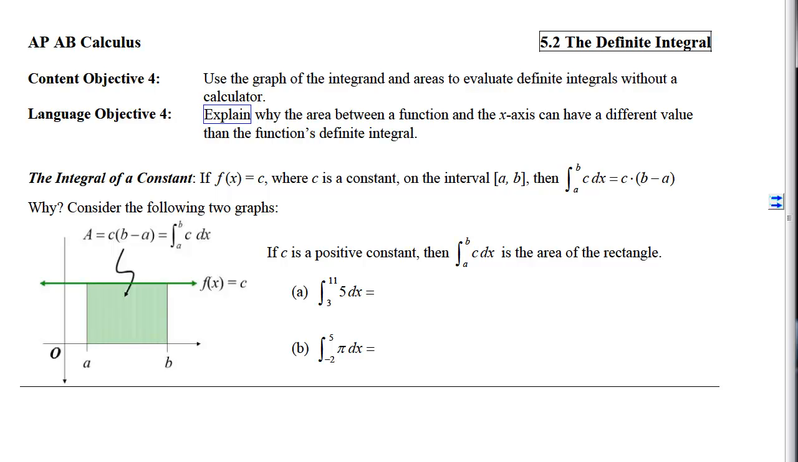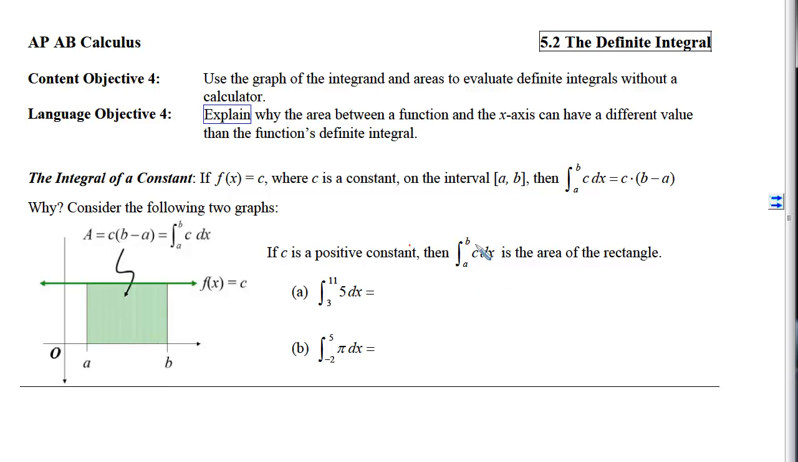To motivate this, I want to think about the integral of a constant. If f of x equals c, where c is a constant on the interval from a to b, then the definite integral of c with respect to x from a to b will equal that constant times b minus a. To consider why this works, let's look at this first graph where c is a positive constant.